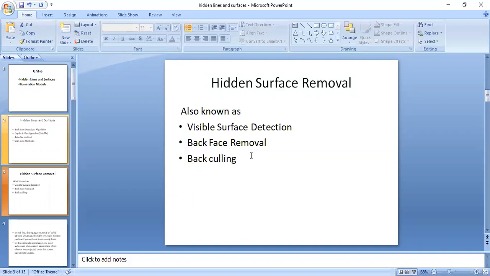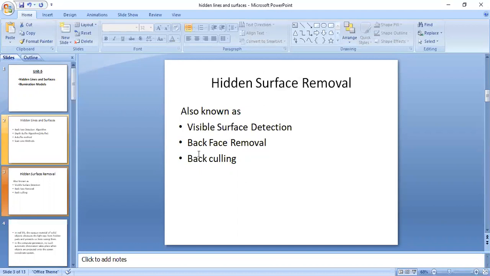What is the meaning of visible surface detection or hidden surface removal? The most commonly used names are either visible surface detection or hidden surface removal, and you can see the contrast between the names. Hidden surface removal, as the name suggests, means the surfaces that are hidden should be removed. The opposite would be that the surfaces that are visible should be detected and displayed. Either way we are doing the same thing.